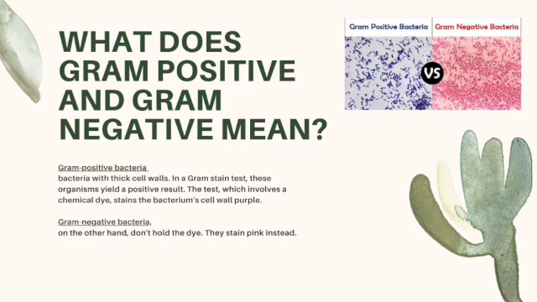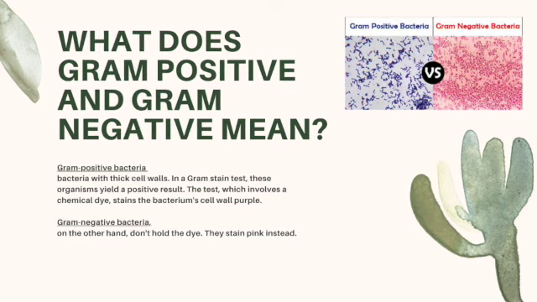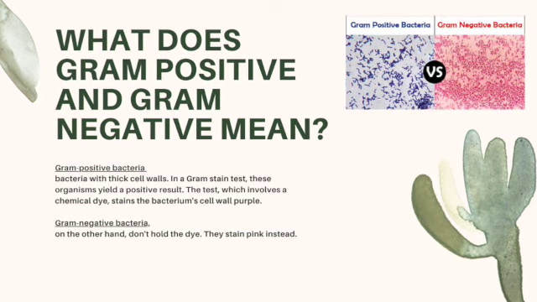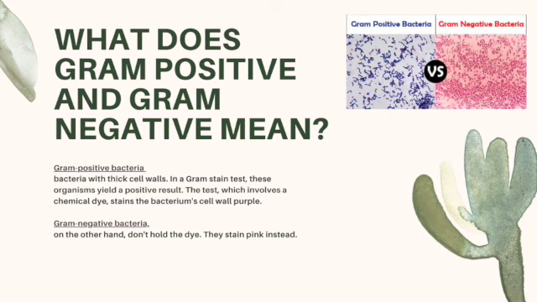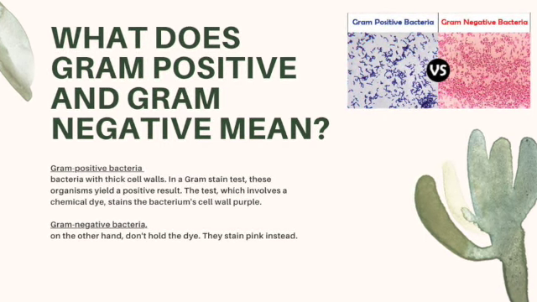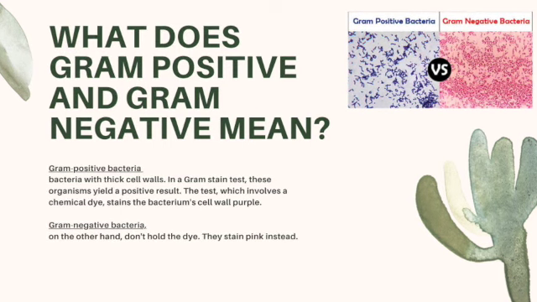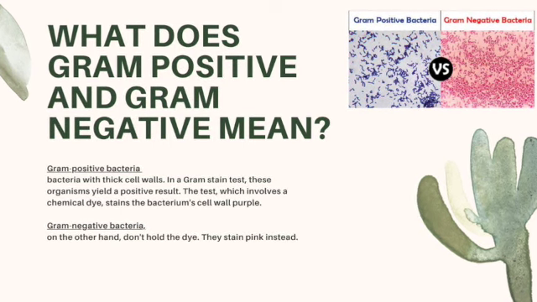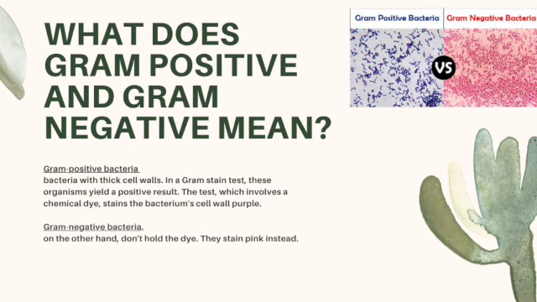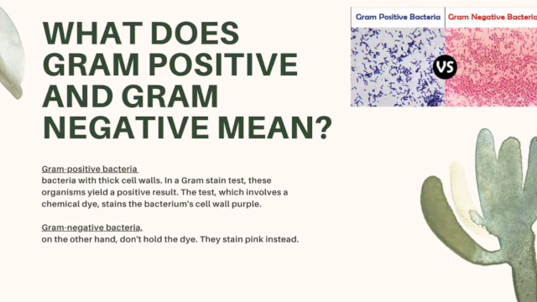What do gram-positive and gram-negative mean? So as you can see, the difference is between their color, but there's more to it. Gram-positive bacteria are bacteria with thick cell walls in a Gram stain test. These organisms yield a positive result. The test, which involves a chemical dye, stains the bacterium cell wall purple. As for gram-negative bacteria, on the other hand, they do not hold dye, thus they stain pink instead.